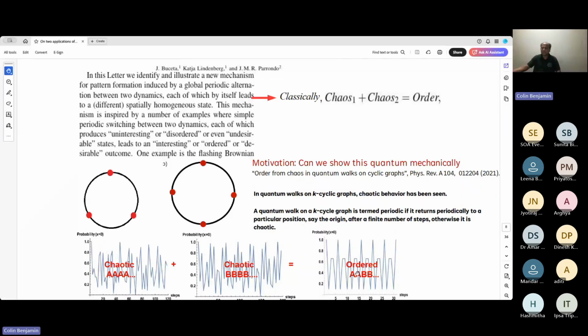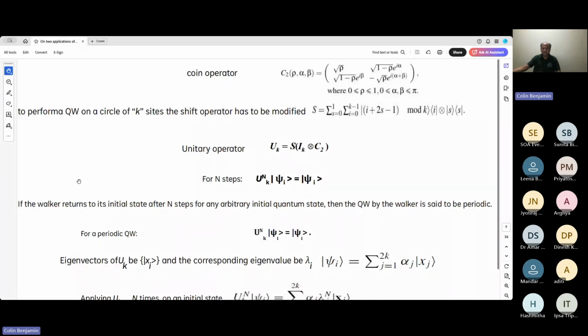Okay. So what's the math behind it? So the math is we have a coin operator. It has been parameterized using the amplitude here, which is rho, and alpha beta are the phase angles. They can be anywhere between 0 and pi. This is a shift operator, which was earlier very similar, but now there is a mod because it is a cycle. So you have to return to on both sides. So it can be anti-clockwise and clockwise.